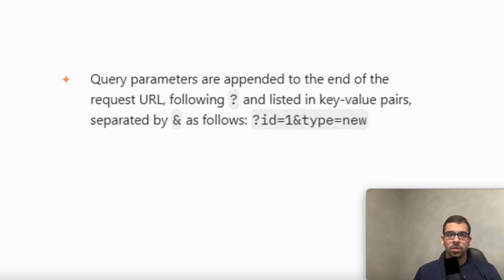Welcome to our tutorial on using Postman to send API requests with path and query parameters. In this tutorial, we will cover how to specify path and query parameters using both the URL box and the Params tab. Query parameters are appended to the end of the request URL following the question mark and listed as key-value pairs separated by an equals sign.